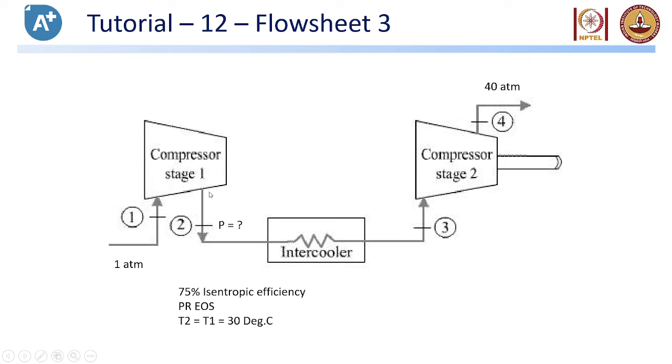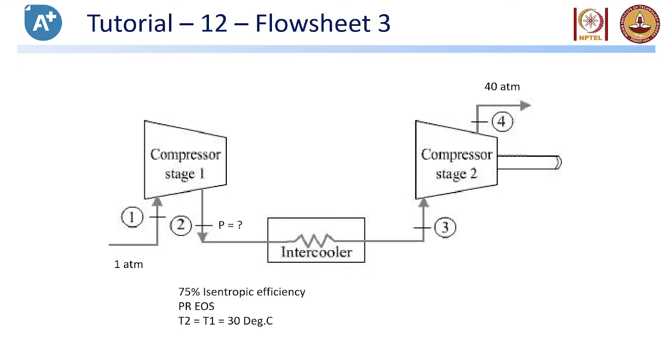So all that is given is 1 atmosphere as input. We have an intercooler which is cooling the air to 30, and we have a second compressor. The output of the second compressor is 40 atmospheres. So we need to find the optimal pressure at the exit of the first compressor, such that the whole compression process requires minimum work.